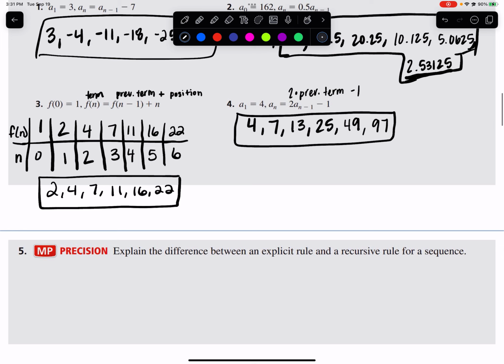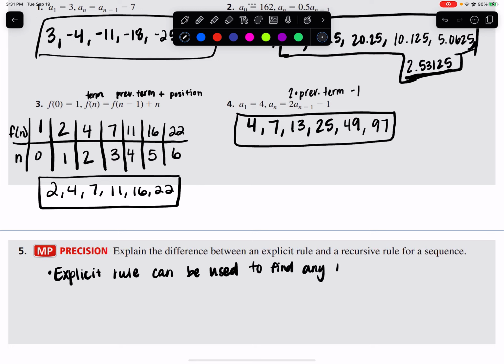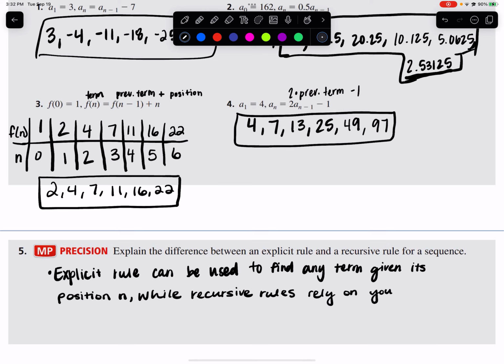All right, number 5. Explain the difference between an explicit rule and a recursive rule. So like I said earlier, you should understand by now that an explicit rule can be used to find any term given its position, while recursive rules rely on you knowing previous terms.